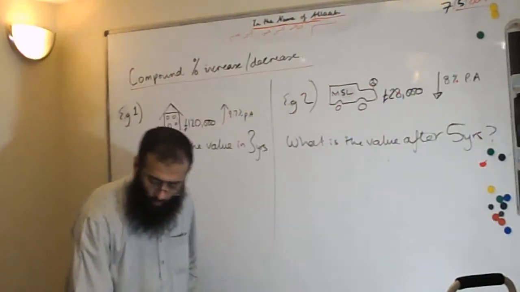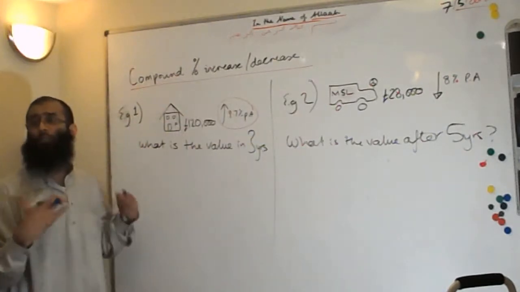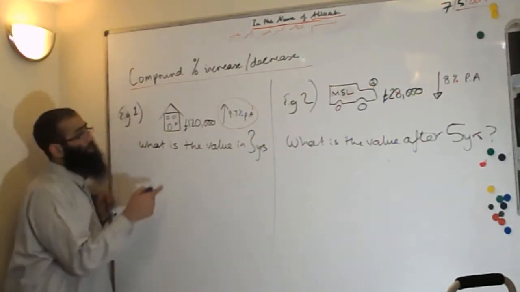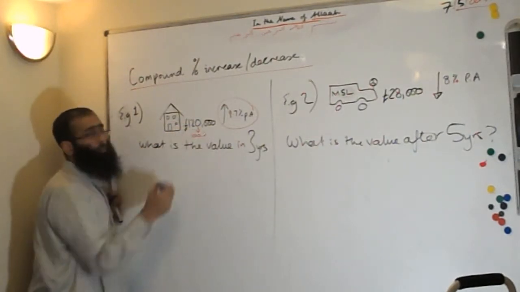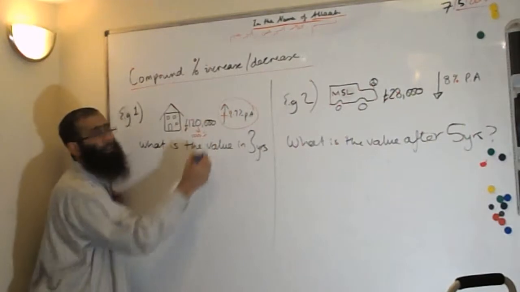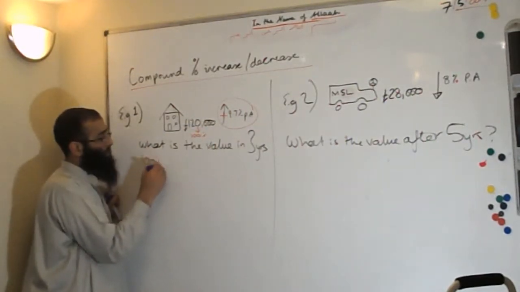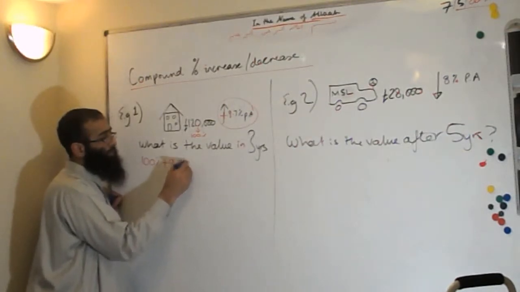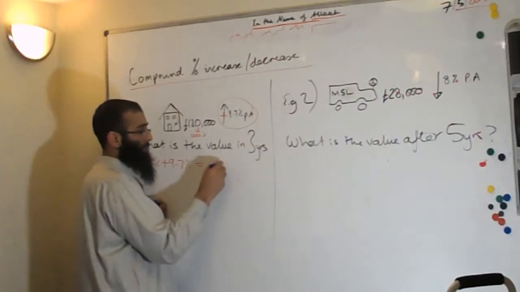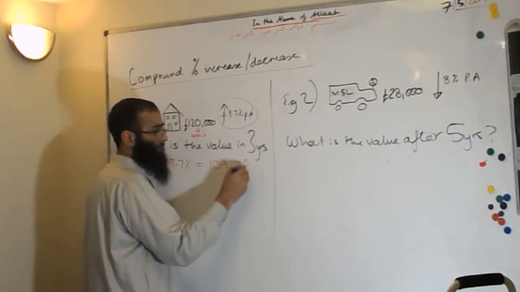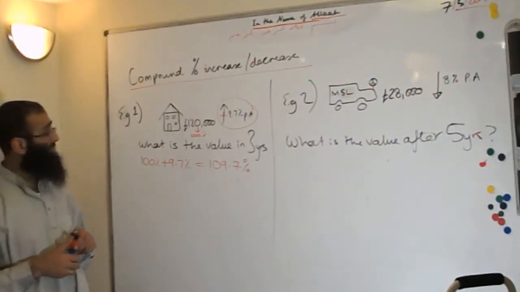What we need to do first of all is think about this percentage increase and what that means as a multiplier. What is the original value of the house as a percentage? 100%. And how much is it going up by? 9.7%. So we have 100% original value, and we are adding on 9.7% per annum, and that gives us a total of 109.7%. That's what the question involves.